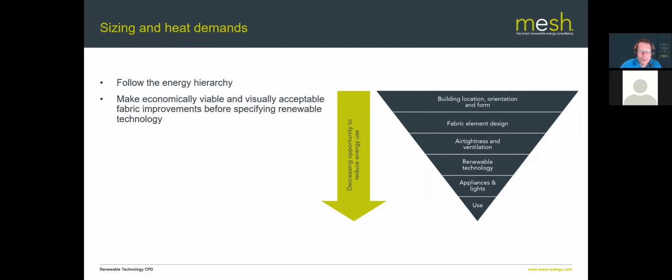And what can we do to viably and economically improve the fabric of the building first? When we talk about any renewable technology, we'll always start from, can we improve the building before we start throwing technology at it? It is always better to have a well-designed, well-insulated, airtight building before we start trying to lever good technologies into it. And that is for lots of reasons, one of which is that it's often a lot cheaper to insulate a building well than it is to try and heat a poorly insulated building with an advanced technology.